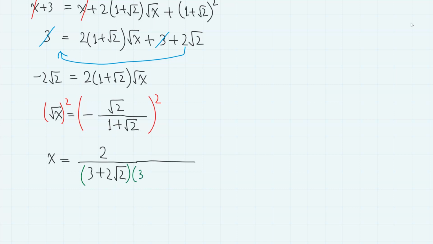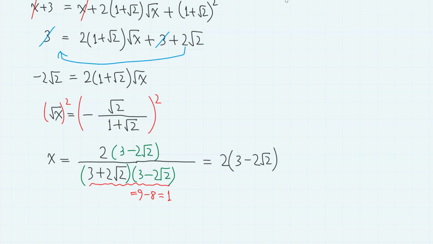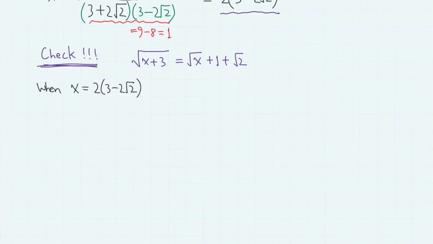And if we rationalize the denominator, notice that the denominator becomes 9 minus 8, which is 1. So we only have 2 times (3 minus 2 square root of 2). So this seems like the real root, but we have to check. So let's calculate the left-hand side and the right-hand side of the equation.